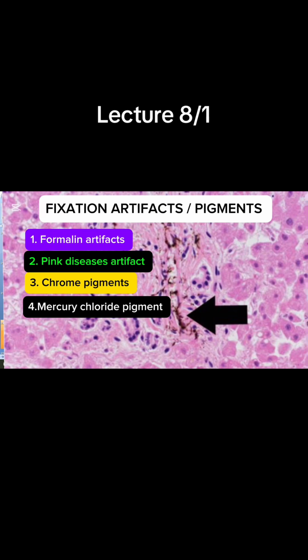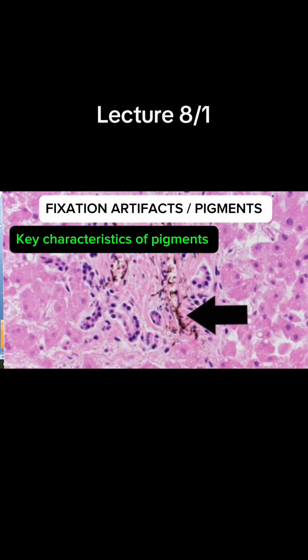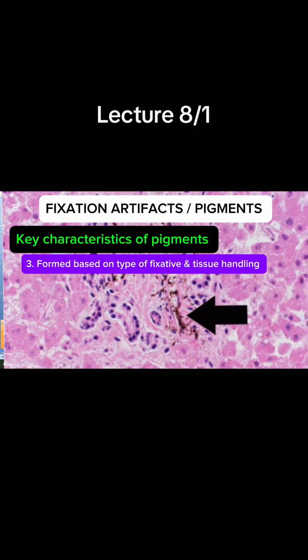Classical examples, or the commonest ones, we have formalin pigments, pink disease artifacts, chrome pigments, and mercury chloride pigments. Key characteristics of these pigments: one, they are typically seen as granular, crystalline, or discoloration deposits in tissue sections. Number two, they may interfere with staining and microscopic interpretation. And number three, their formation depends on the type of fixative and tissue handling.